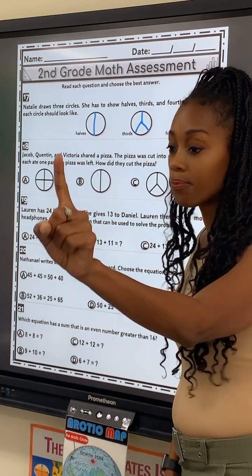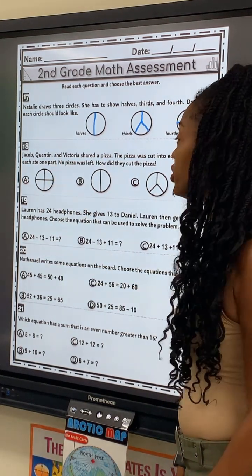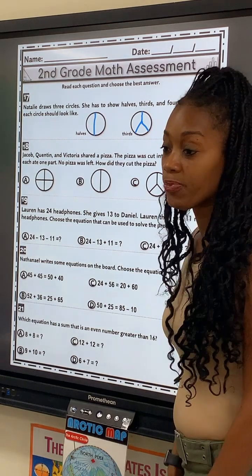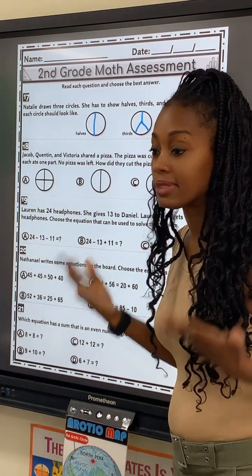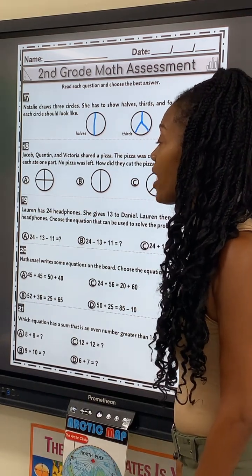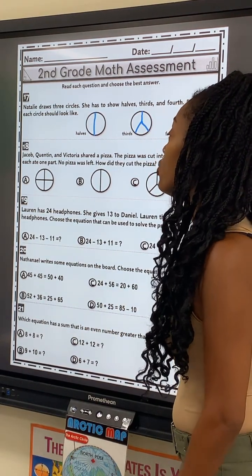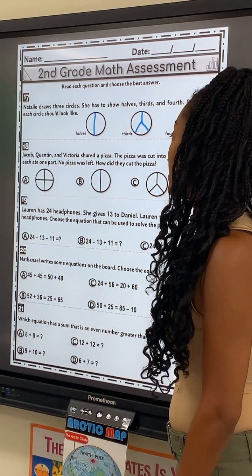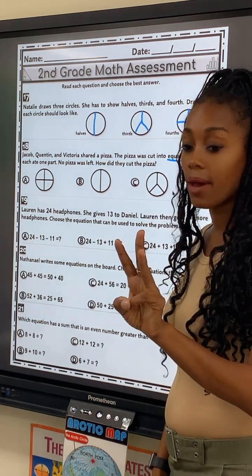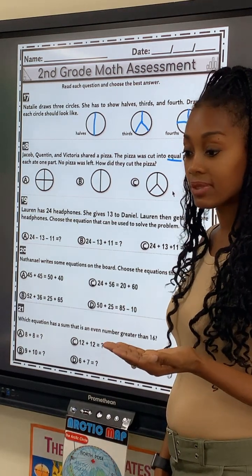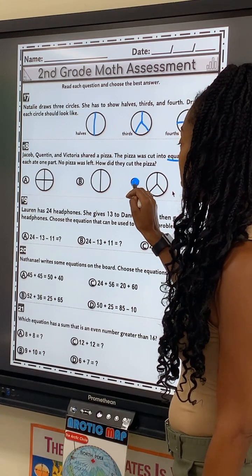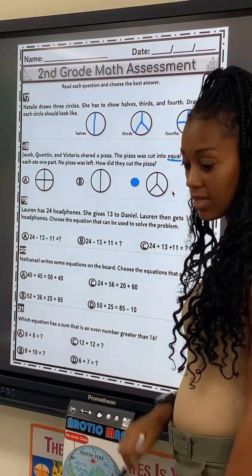Number 18, Jacob, Quentin, and Victoria shared a pizza. So there is 1 pizza and 3 of them are sharing it. The pizza was cut into equal parts, which means they all got the same size pizza. They each ate 1 part. No pizza was left. How did they cut the pizza? Well, if there's 3 of them and they each got the same size, then they cut it into 3 of the same size. You see that?